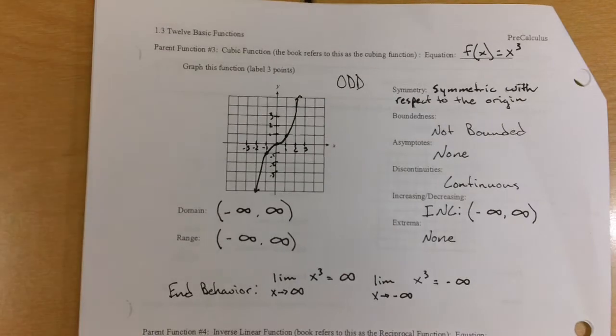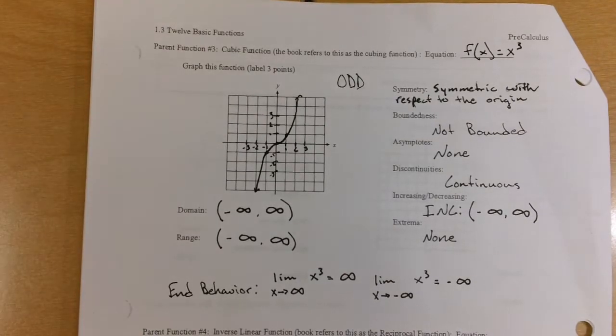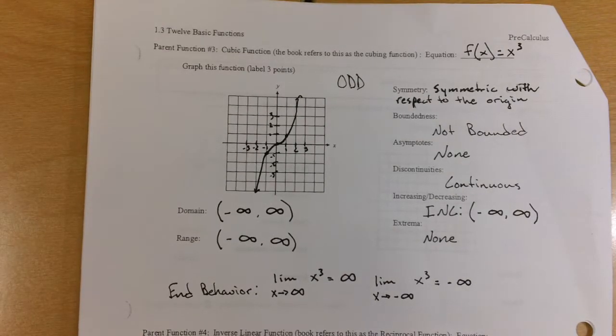This parent function is called the cubic function. The equation is f of x equals x cubed. It has symmetry with respect to the origin, so it is an odd function. It is also unbounded and has no asymptotes.